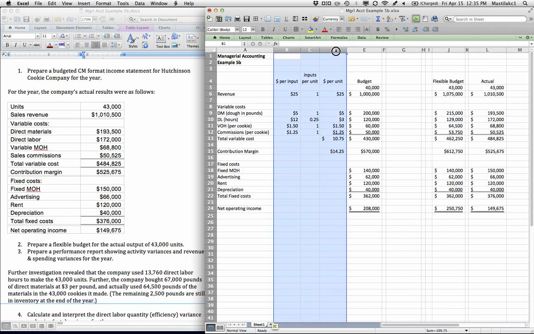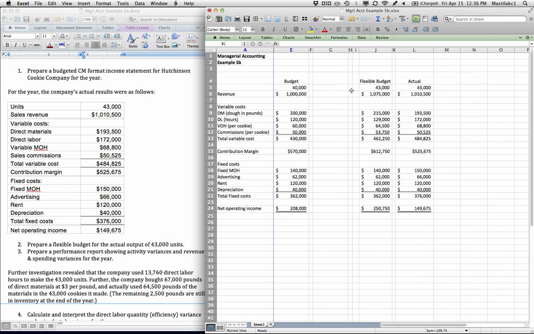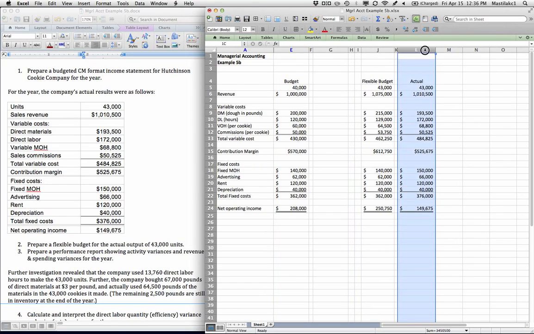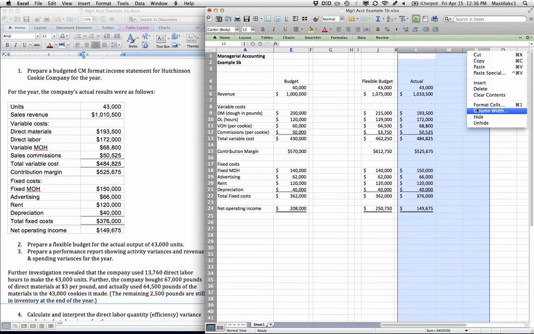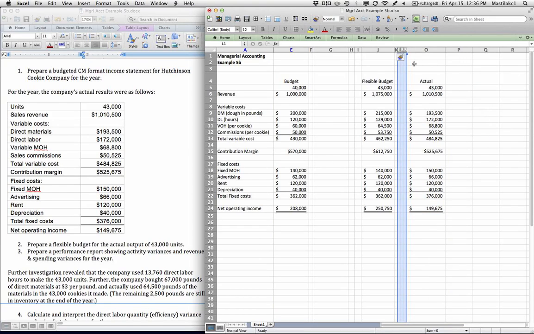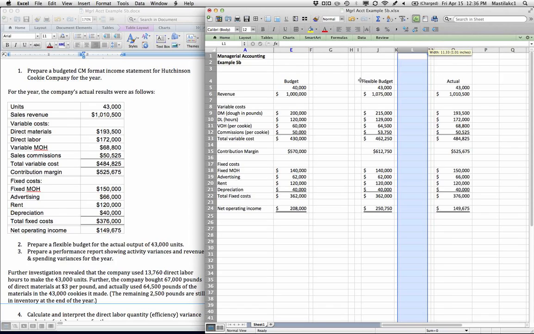And I'm going to go ahead for the moment and hide these. We're not going to delete them, but we don't need them for the moment. So I'm going to go ahead and hide them. And I'm going to insert a few more columns here. And you'll see what I'm doing in a second.